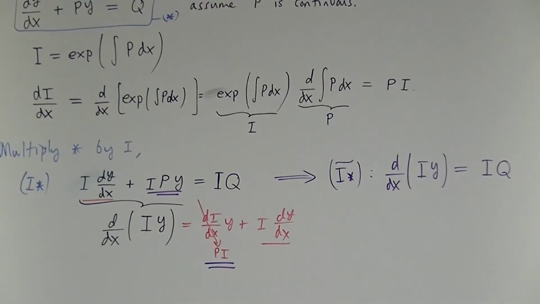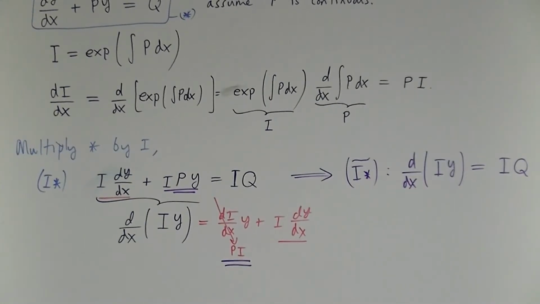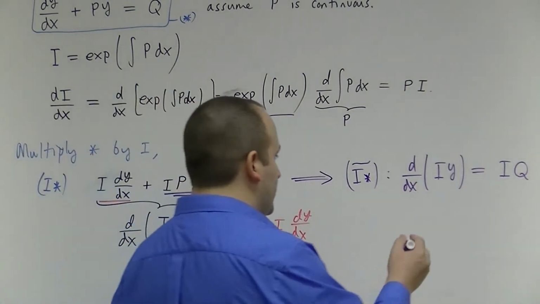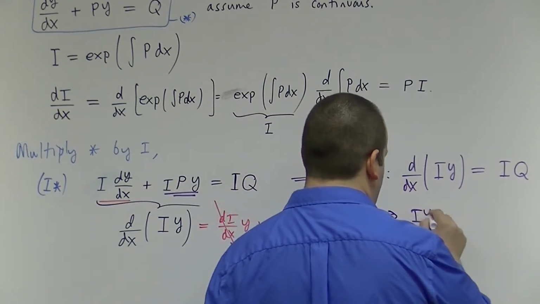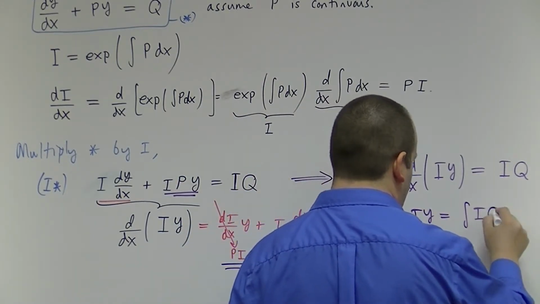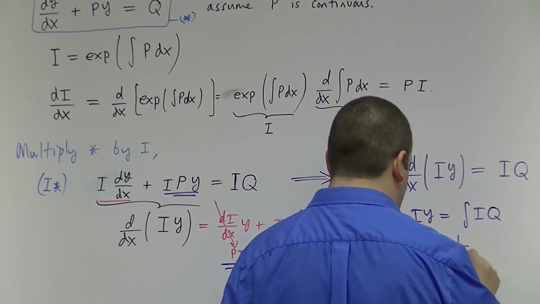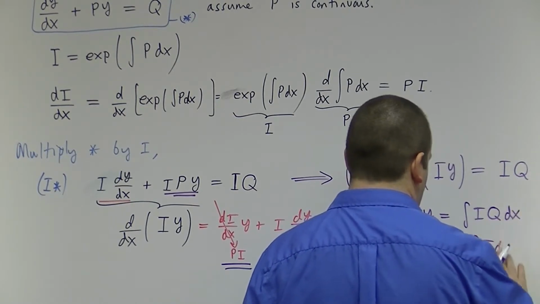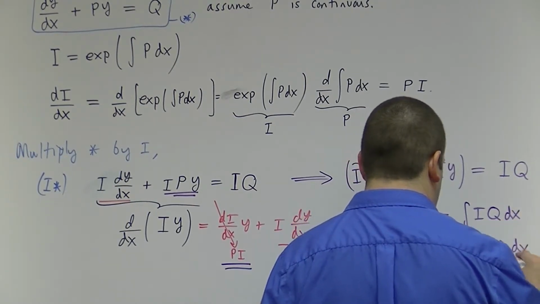The thing you should appreciate is that this argument I'm giving you is true for any choice of p. So any continuous function, right? And now what do I do? Well, I've got a derivative is equal to another function. This goes back to what I showed you when I had the projector out. You can just integrate both sides. So then it follows that I times y is equal to the integral of I q, or simply y is equal to 1 over the integrating factor times the integral of I q dx. And there you go.